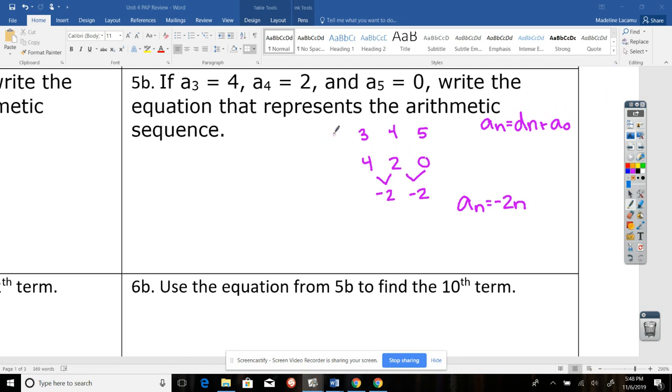And now I need to find my 0 term, which is a sub 0. So I have to go backwards. So my second term, instead of subtracting 2, I have to add 2. So 4 plus 2 is 6. Then I keep going till I get to 0, so 6 plus 2 is 8. Now I'm finally at my 0 term, so 8 plus 2 is 10. So my 0 term here is 10, so my equation is plus 10.